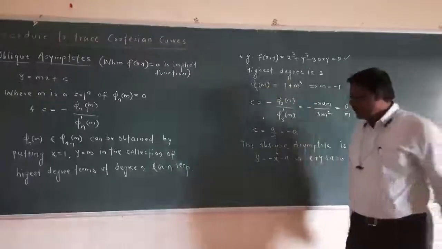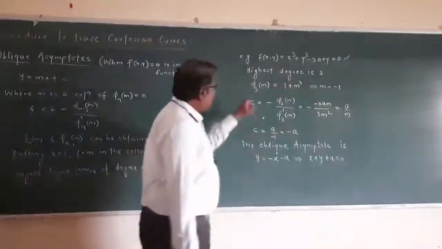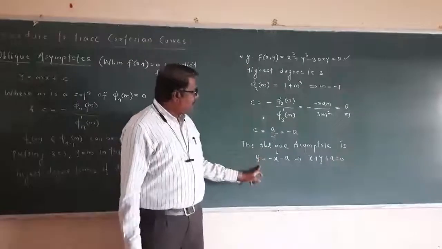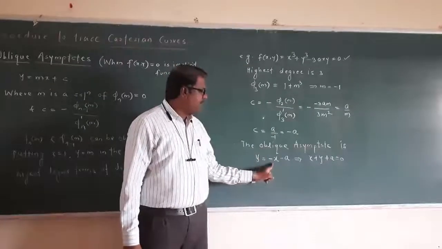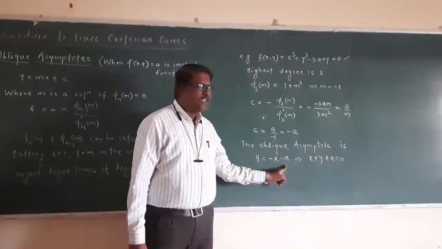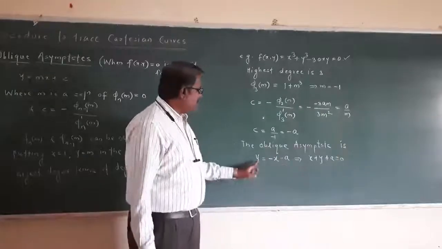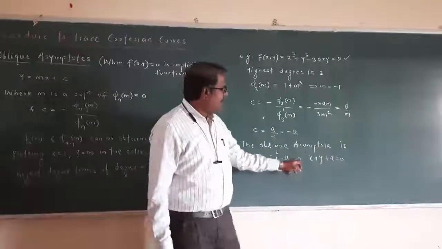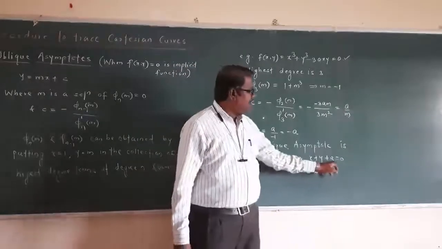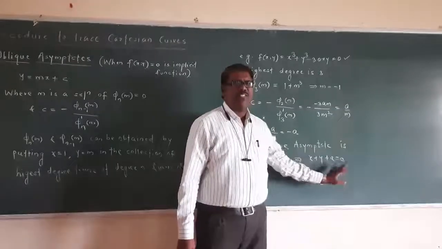And therefore the oblique asymptote for the given curve is y is equal to mx plus c, but the value of m is minus 1 and the value of c is minus a. Therefore the oblique asymptote is y is equal to minus x minus a. And this implies x plus y plus a is equal to 0. So this is the oblique asymptote.